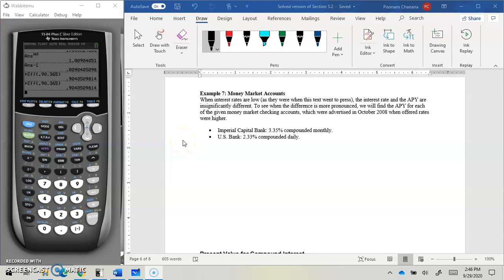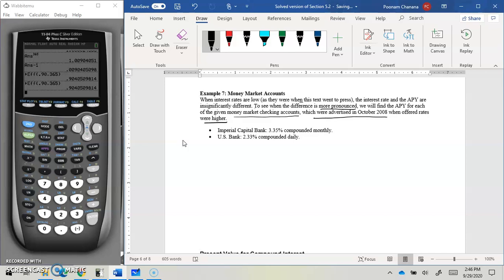Let's do Example 7, an effective rate example. When interest rates are low, as they were when this text went to press, the interest rate and the APY are insignificantly different. To see the difference more pronounced, we will find the APY for each of the given money market checking accounts, which were advertised in October 2008, when offered rates were higher.